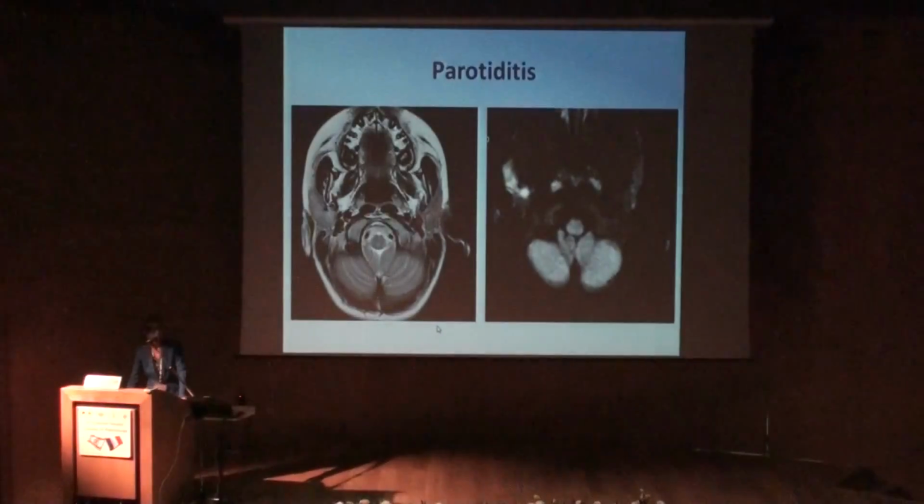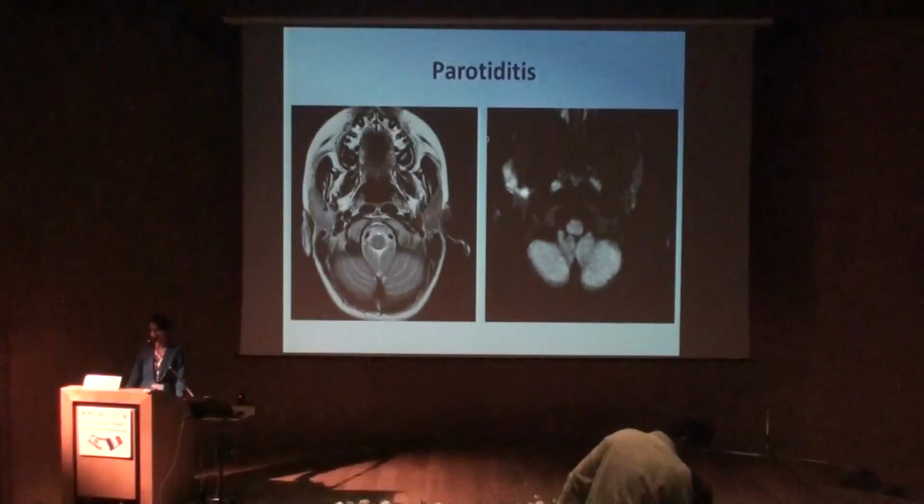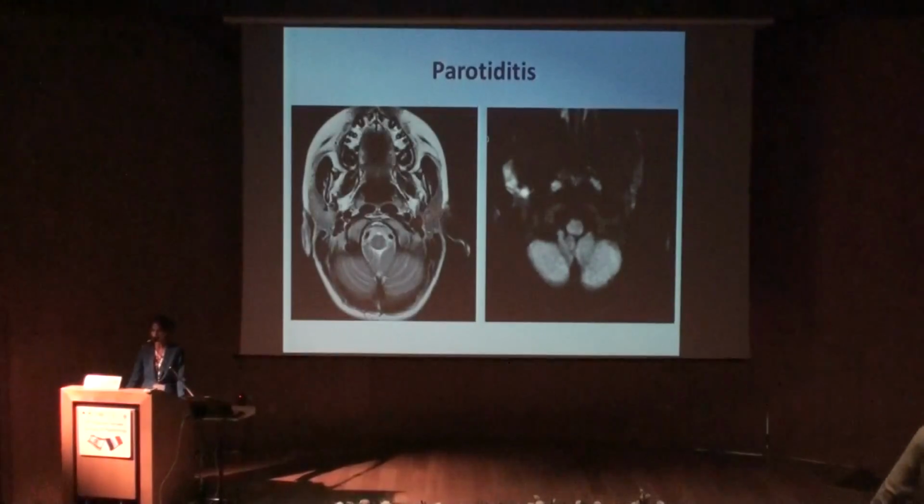And just a case of parotitis, which was incidentally scanned in a child that complained about a pain in the right side of the face. So he was thought to have trigeminal neuralgia and underwent MRI. We didn't find anything along the trigeminal nerve, but we found that the parotid gland on the right side has high signal on T2 and diffusion restriction, therefore compatible with parotitis.